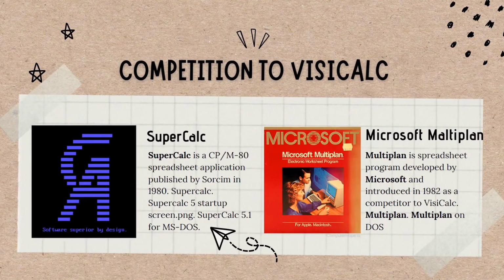In 1980, Sorcim introduced its spreadsheet version and named it SuperCalc. SuperCalc is part of CP/M software. CP/M is nothing but a Control Program for Microcomputers. Initially, it was launched on Apple II systems, but later in 1982 it was ported to MS-DOS.